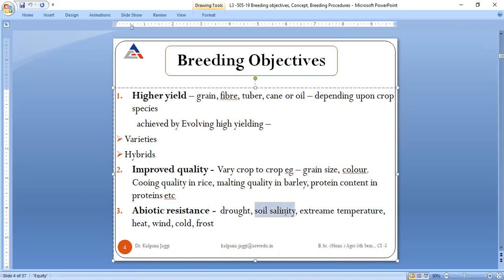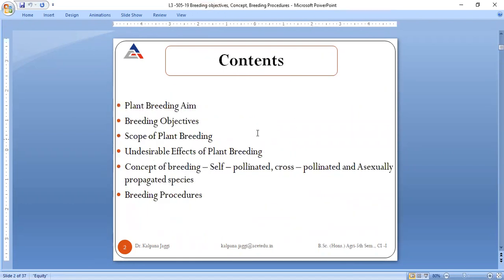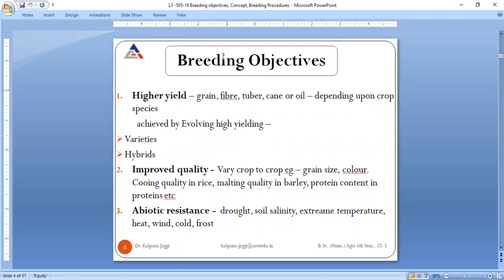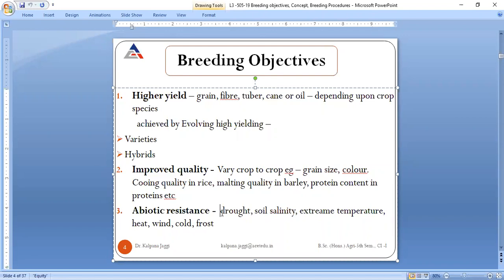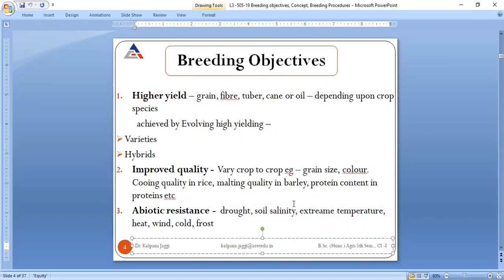When the salt content varies within the soil, we call it soil salinity. Then there is extreme temperature, because sometimes crops are no more adaptable to the increase of temperature. They cannot withstand the higher temperature. Then heat, wind, cold, frost. That means we want our variety to no more be affected by all these parameters.